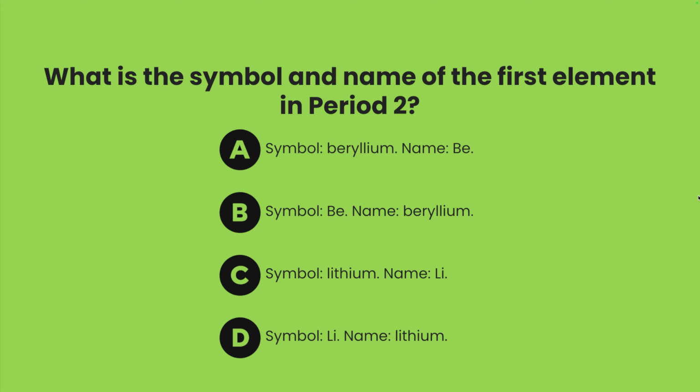What is the symbol and name of the first element in period 2? Is it A, its symbol is Be and its name is beryllium? Is it B, its symbol is Be and its name is beryllium? Is it C, its symbol is lithium and its name is Li? Or D, its symbol is Li and its name is lithium?